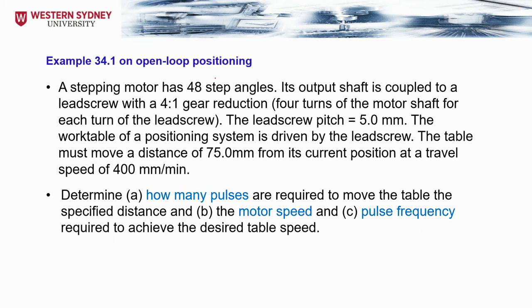Now, before we move forward, let's analyze the parameters given to us. 48 step angle. Okay, so we have Ns equal to 48. The shaft is coupled to a lead screw with a 4 to 1 gear ratio, so the Rg is 4.